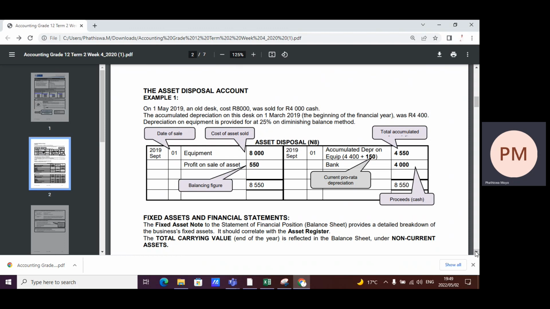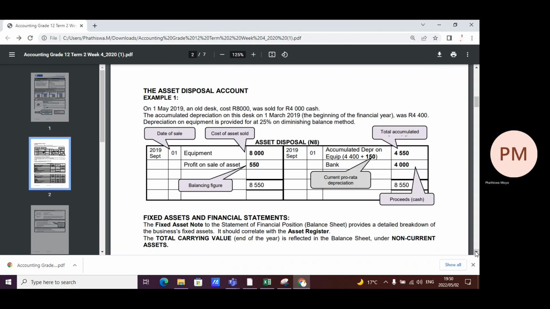So in what instance then would a business sell assets? When they've reached their end of term, they're not productive anymore in terms of generating income, then they would dispose or write off assets. So the asset disposal account, you've done it in grade 11. On the debit side, you put the cost price, the historic cost price of the asset. On the credit side, you put the accumulated depreciation of the asset up until the date of sale. Which means it's the old depreciation plus this year's, the current year's depreciation.